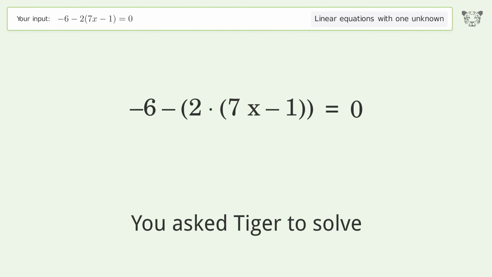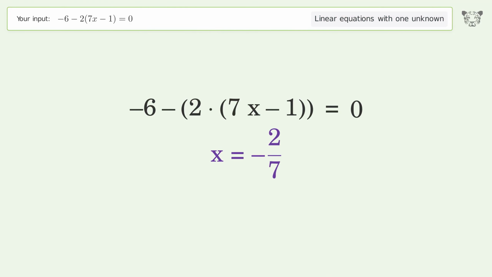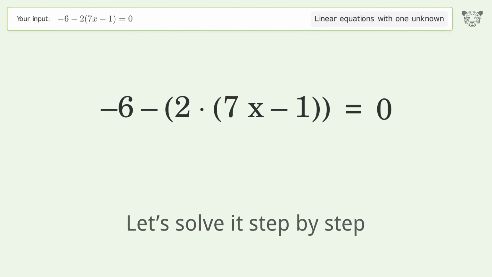You ask Tiger to solve. This deals with linear equations with one unknown. The final result is x equals -2/7. Let's solve it step by step.